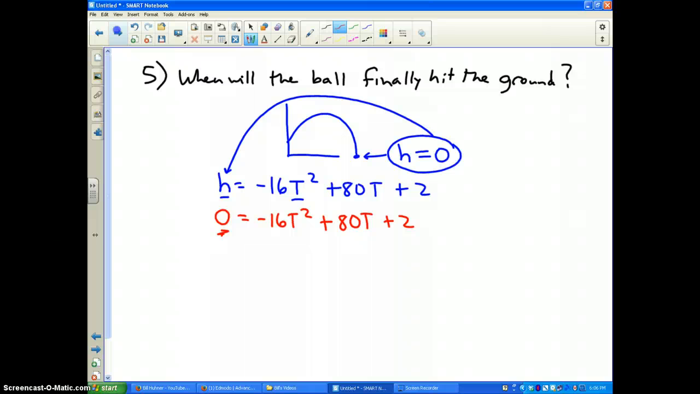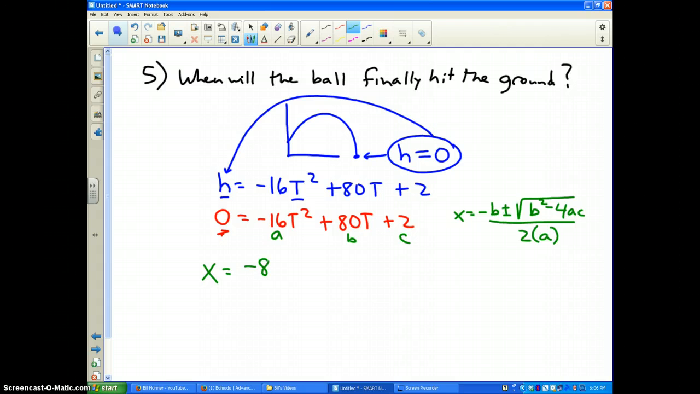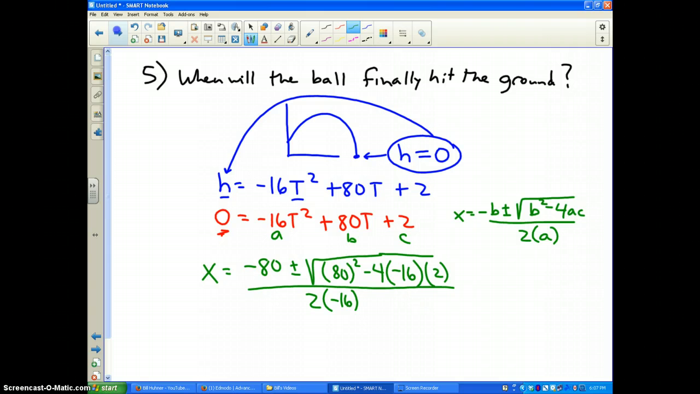So, if you remember the quadratic formula, x equals negative b plus or minus the square root of b squared minus 4 times a times c, all over 2 times a. So I'm going to plug all these numbers in. Here's a, here's b, and here's c. So my answer to the problem when the ball finally hits the ground is going to be negative 80 plus or minus the square root of 80 squared minus 4 times negative 16 times 2. That entire thing divided by 2 times negative 16.